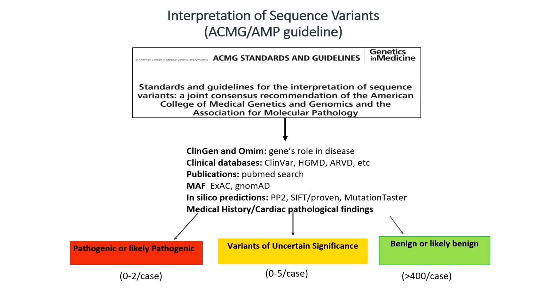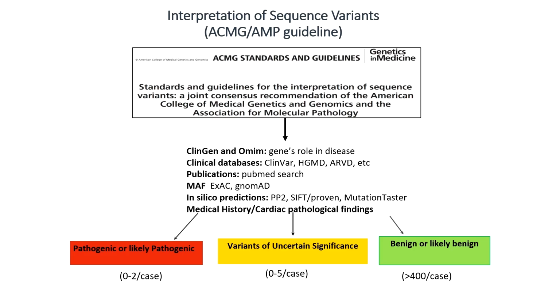The evidence-based variant interpretation process involves, first, we search ClinGen and OMIM to understand the role of a gene in diseases. We then search the variant in clinical databases and literature to know whether the variant was reported or published. We search population databases to estimate minor allele frequency. We also do multiple in silico predictions for missense variants to understand their functional effects. And finally, we correlate the history and autopsy findings with the variant.